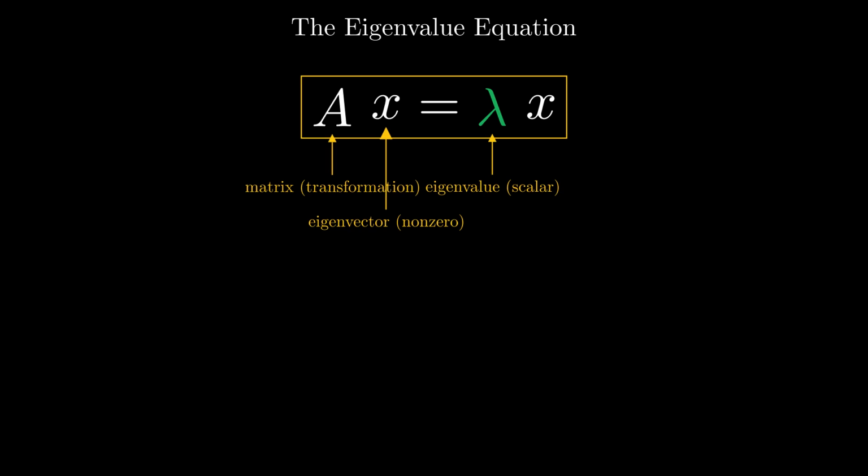This equation says something powerful. When A acts on x, the output lands back on the same line as x, just scaled by the factor lambda. x is the eigenvector. It's the direction that survives the transformation. So lambda is the eigenvalue. It tells you how much that direction gets scaled.